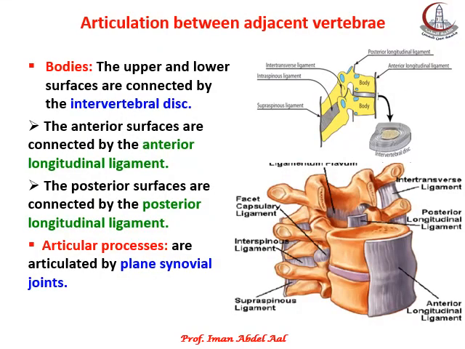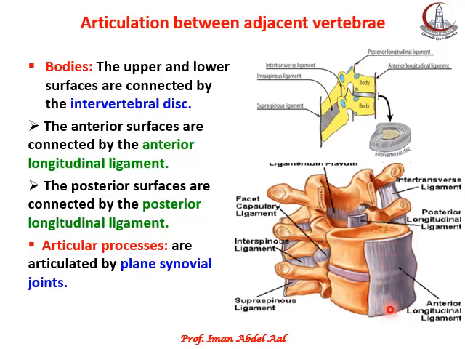Now we are going to begin with the joints between the bodies of the vertebrae. This is a vertebra, this is another one. The bodies of the vertebrae, the upper and lower surfaces, are connected. This is the upper surface, this is the lower surface. They are connected by the intervertebral disc. So each two vertebrae are connected from the upper and lower surfaces by the intervertebral disc.